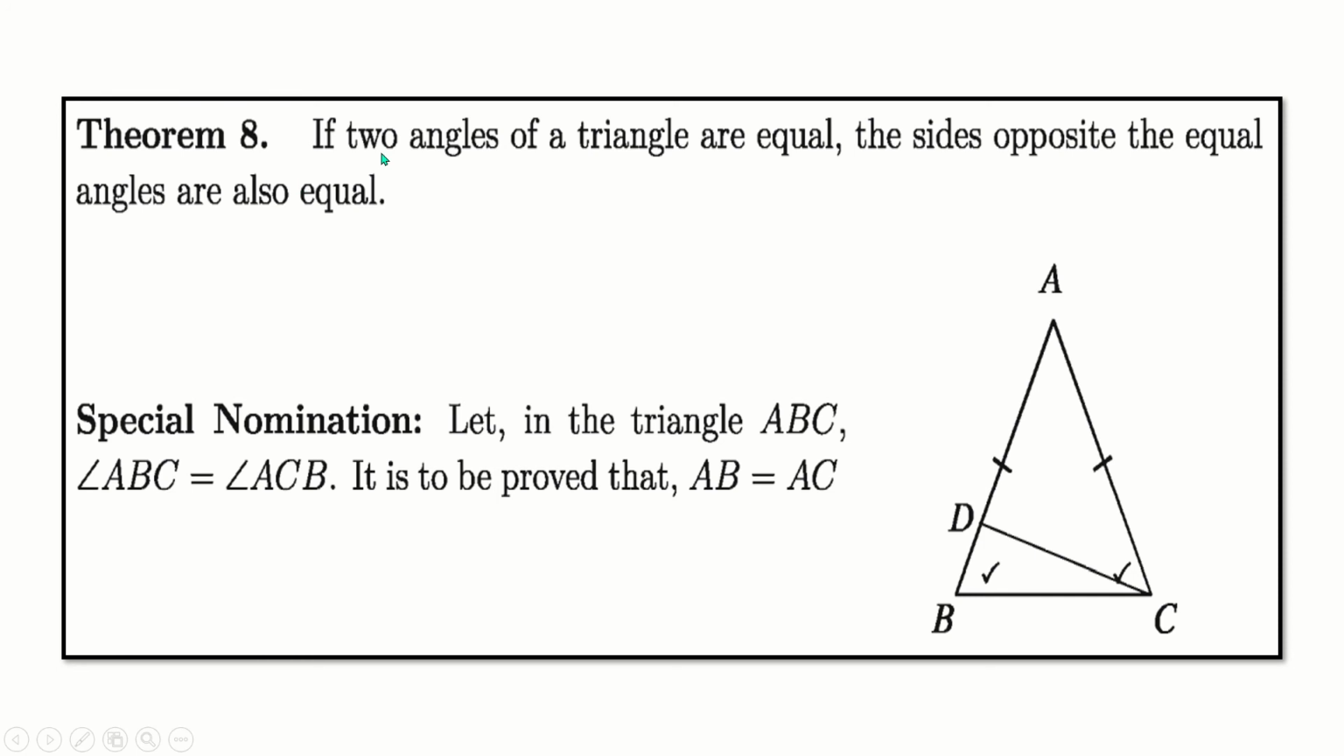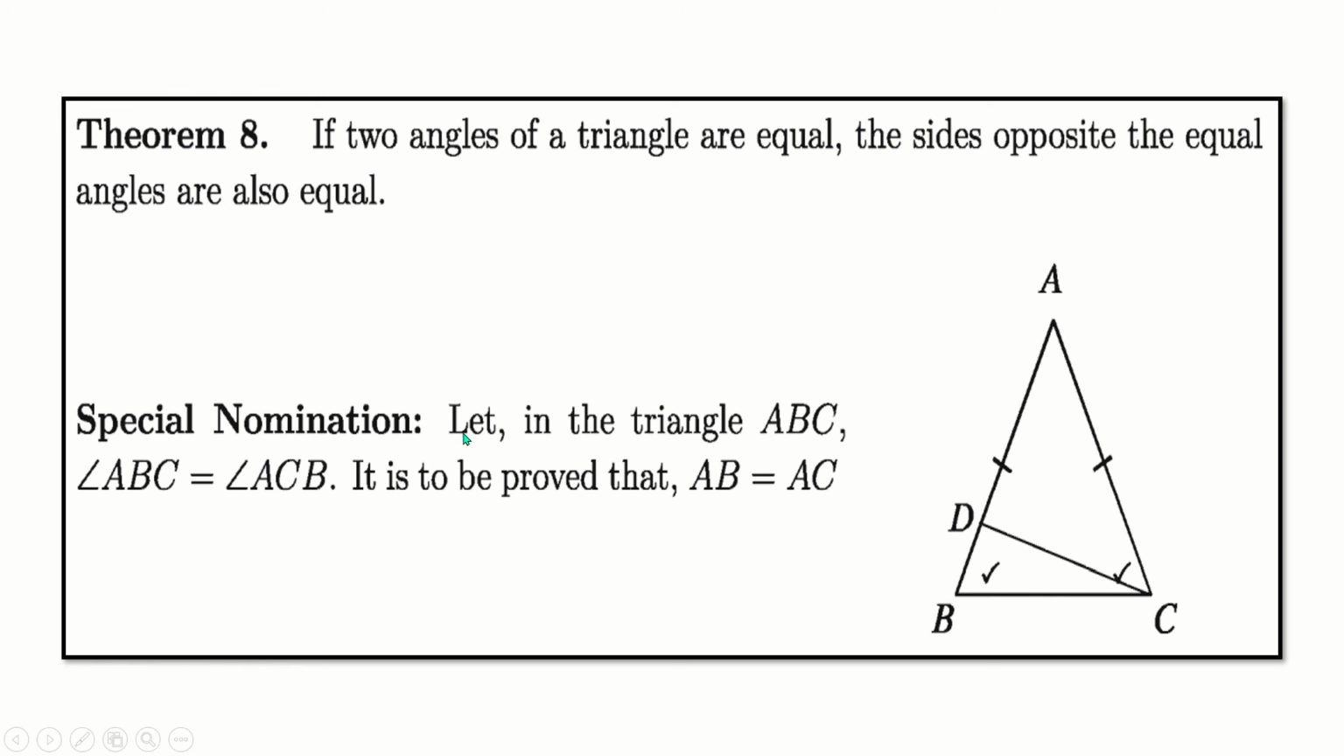Now follow theorem number 8. If two angles of a triangle are equal, the sides opposite the equal angles are also equal. Again follow, if two angles of a triangle are equal, the sides opposite to the equal angles are also equal. That means if ABC is a triangle, if angle B and angle C are equal, then the side opposite to angle B, that is AC, and the side opposite to angle C, that is AB, are equal. That means AB equals AC. Clear, everyone?